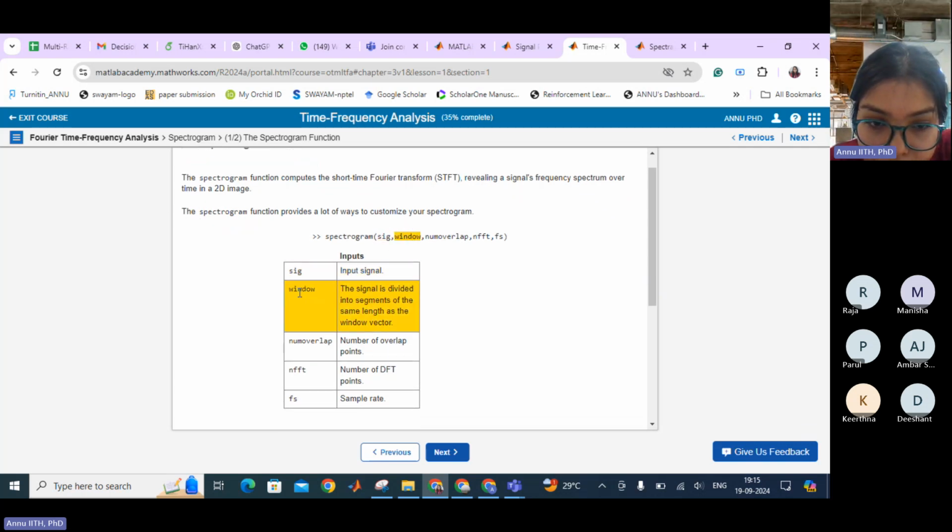Then window: the signal is divided into segments of the same length as the window vector. The number of overlap points, because we need to create it in terms of number of overlap. The number of DFT points. DFT and FFT do not vary much; the FFT is the fast Fourier transform algorithm for the DFT. The Fs is the sample rate.